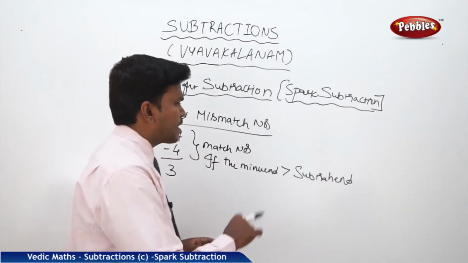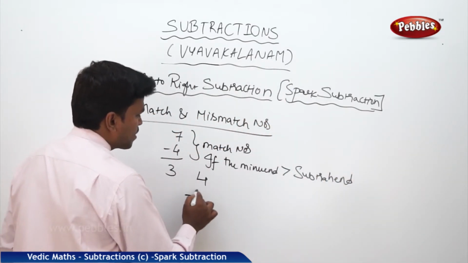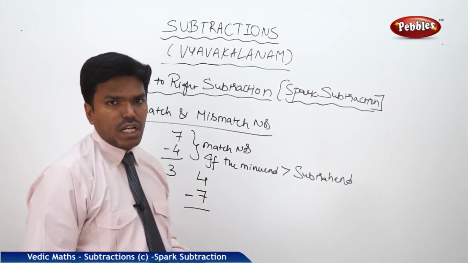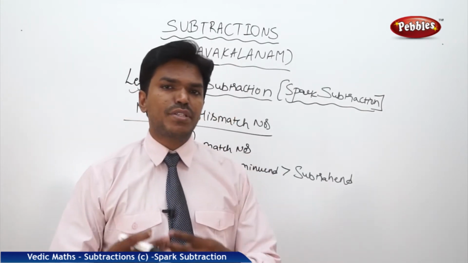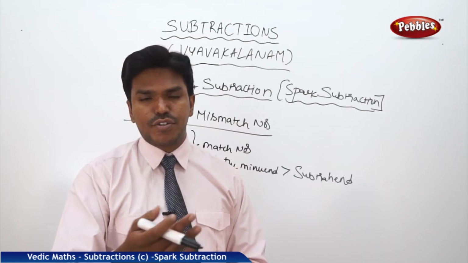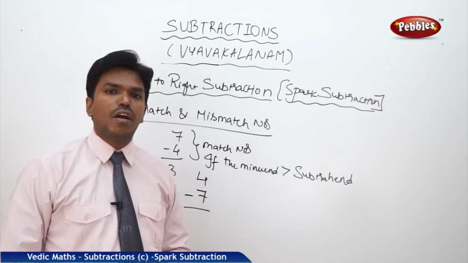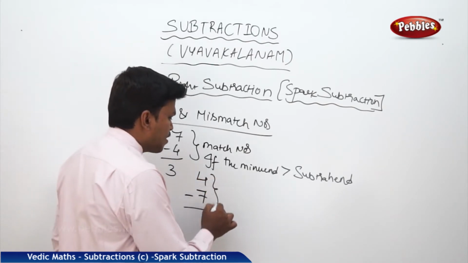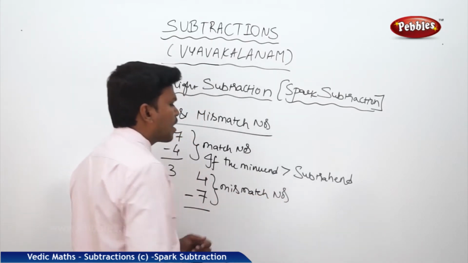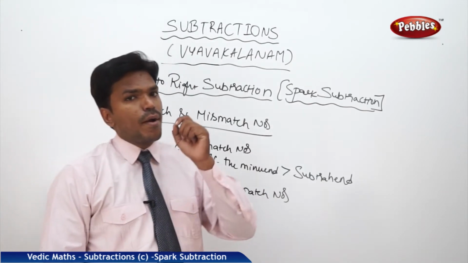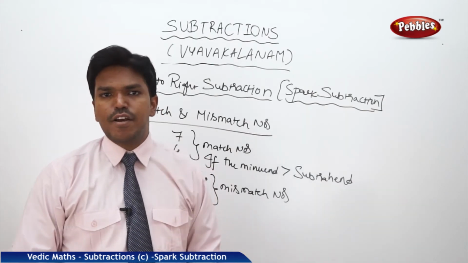Suppose I say 4 minus 7. Is it practically possible? If I have 4 apples, can I give 7 apples to my friend? It is not possible. Practically it is not possible. So whenever the subtraction is practically not possible, we call those numbers mismatch numbers. Or we can say it like this also: if the minuend is less than the subtrahend, we call those digits mismatch numbers.